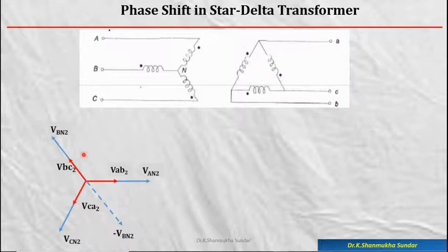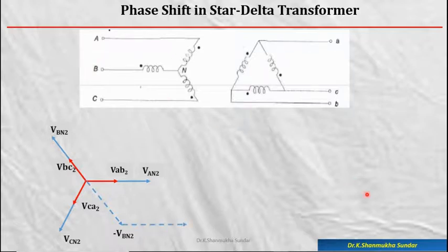VAN2 vector is available here, minus VBN2 we need. VBN2 is available here, but we need minus VBN2. So take an antiphase vector to this VBN2. So this is the vector which is in antiphase with VBN2. So that will be your minus VBN2. So the vectorial addition of VAN2, that is this one, and minus VBN2, the vectorial addition of these two will be the resultant line voltage AB, isn't it? So let us see how to get this resultant one.